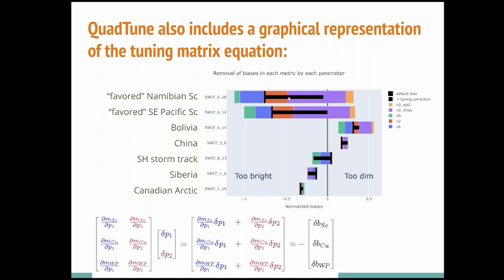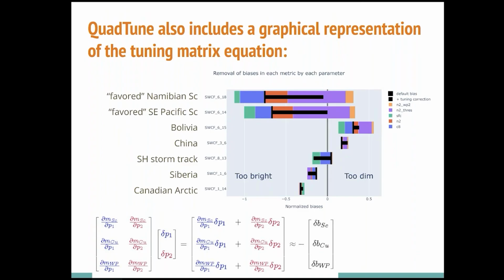So this top bar here is the top row of the matrix. The bias here is represented by the vertical black line. We want the bias to be 0, but it's not. It's huge. The clouds are way too bright. If we take the sum of the top row, that's this horizontal black bar, which tells us how far back we're getting towards zero. So QuadTune thinks it can remove most of the bias. Now, as we've seen, it's over-optimistic, but nonetheless, that's what QuadTune thinks it can do.